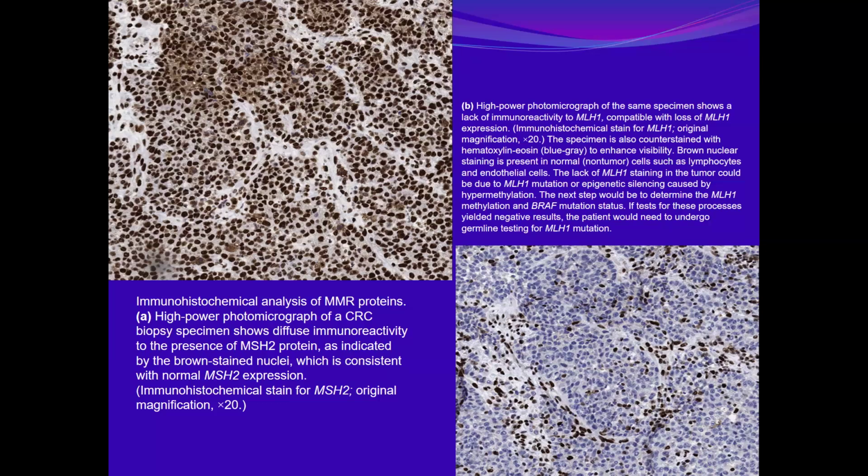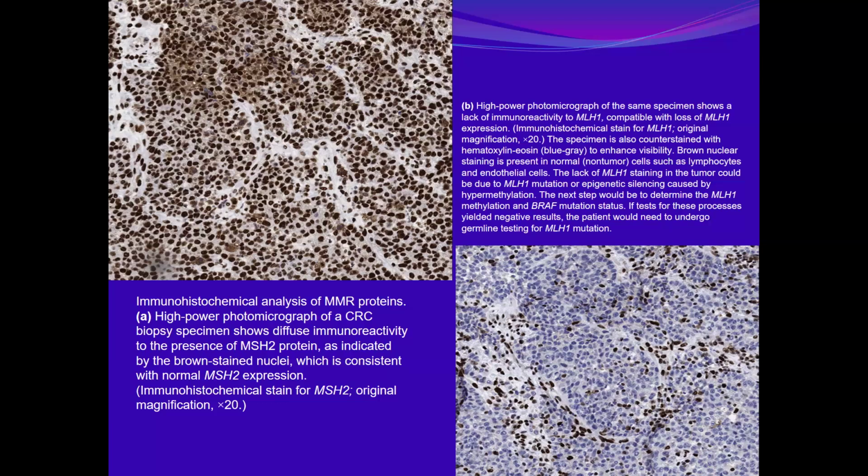That means it is defective? It is defective. It is not there. That's why the specimen is taking the counter stain, which is the hematoxylin eosin, a blue-gray stain. You counter stain for the negative to see it. Otherwise, you will not see it.